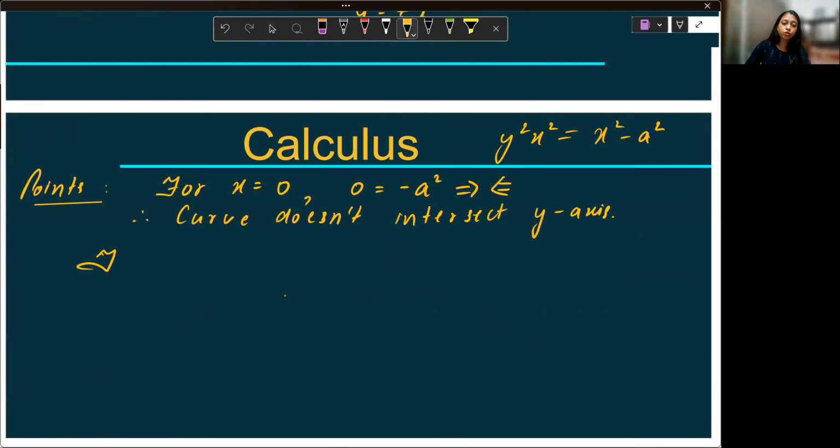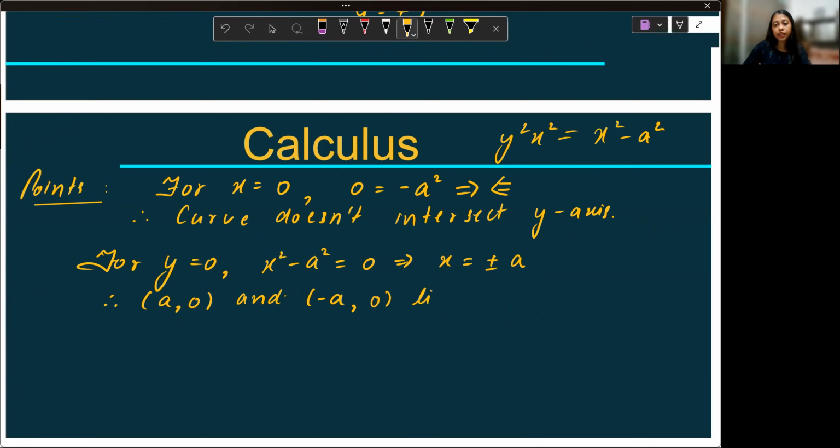What about y equals 0? For y equals 0, we have x square minus a square equals 0, which implies x equals plus minus a. Therefore, (a, 0) and (minus a, 0) lie on the curve. So we have 2 points which lie on the curve. That means it intersects the x-axis, but it does not intersect the y-axis.